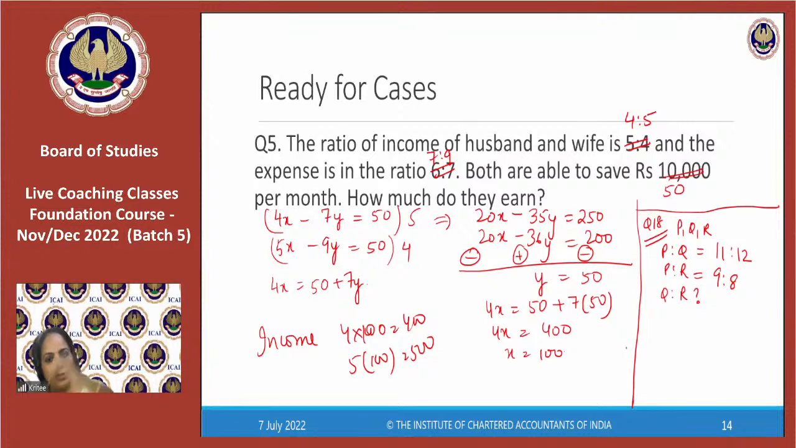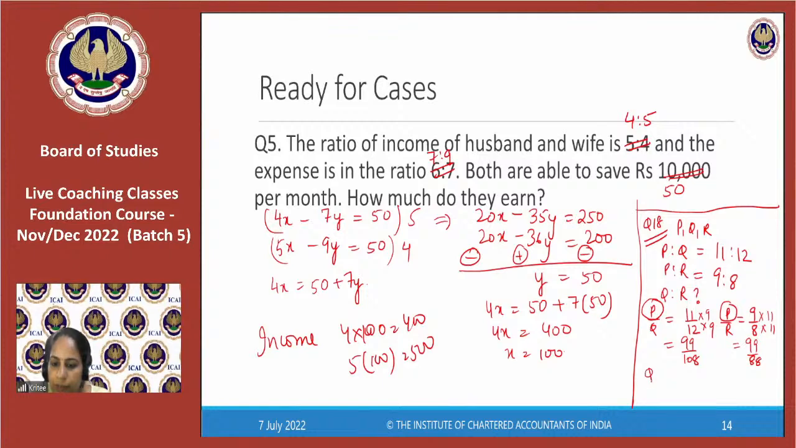In order to make the ratios comparable, you have to make them into equivalent fractions. That's what we studied. So P by Q is equal to 11/12 and P by R is equal to 9/8. We want to eliminate the P part. So we make them equivalent fractions by making both the P's equal. We multiply this by 9, we multiply this by 11. So this becomes 99/108. This becomes 99/88.